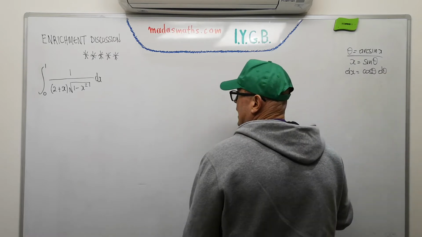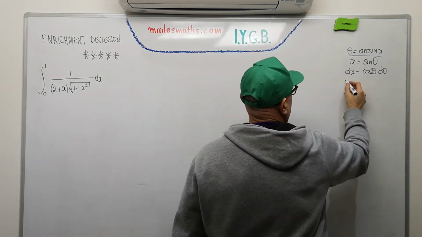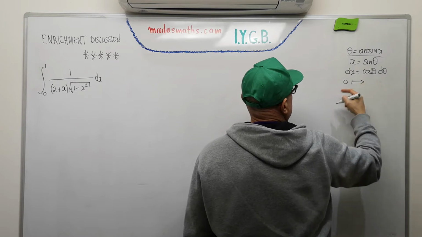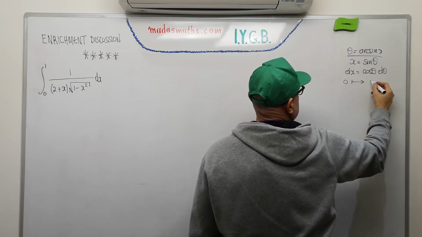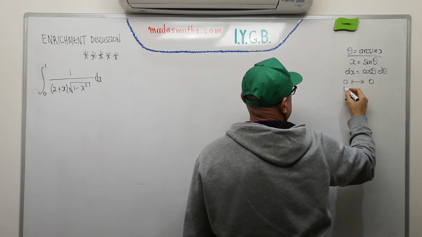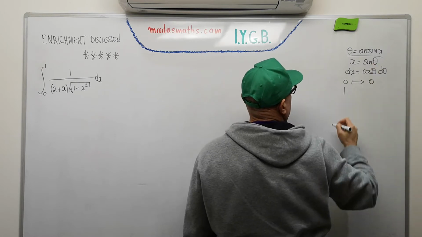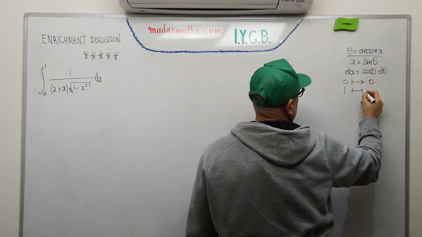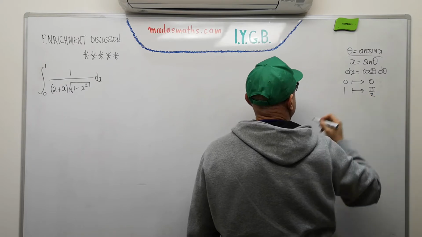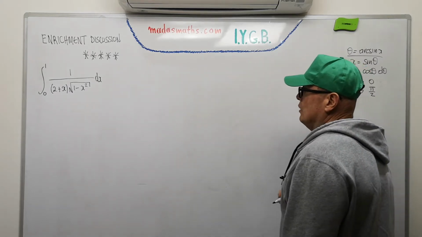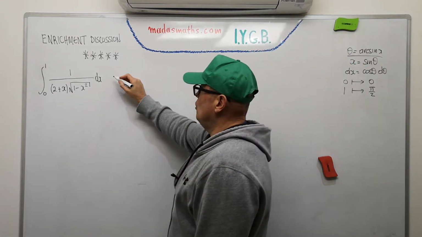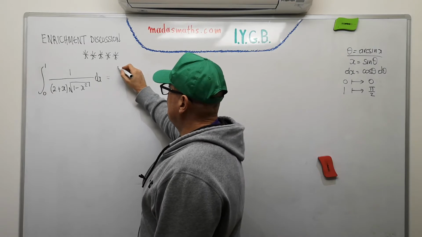And the limits, we go 0, we'll map. And when we go into theta into 0, and the 1, the arc sine of 1 is pi over 2. So this is what will happen once we transform this integral. So the first step is not difficult at all. Let's see what will happen.